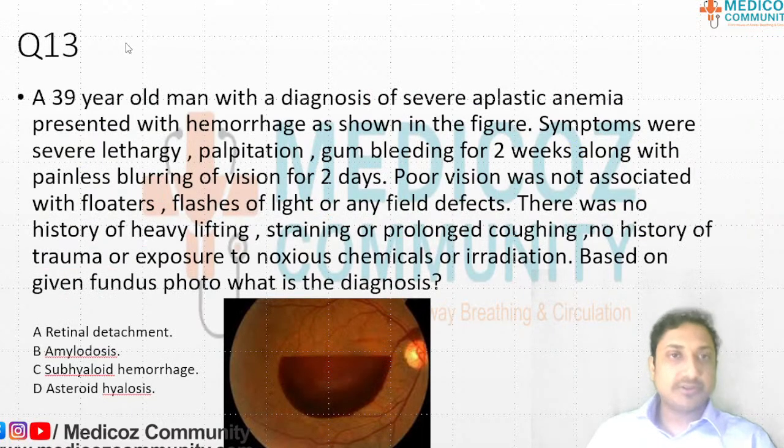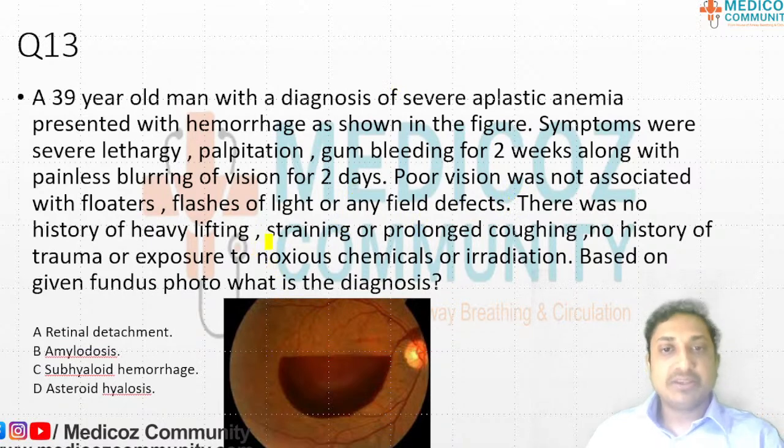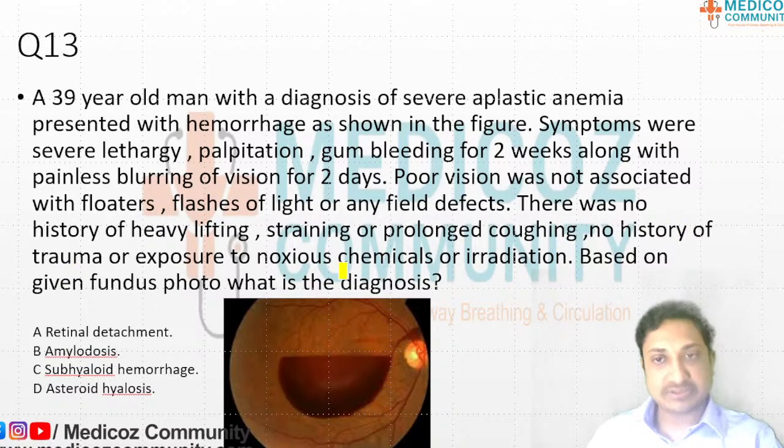Moving on to the 13th question of today. A 39-year-old man with a diagnosis of severe aplastic anemia presented with hemorrhage as shown in the figure. Symptoms were severe lethargy, palpitation, gum bleeding for 2 weeks, along with painless blurring of vision for 2 days. Poor vision was not associated with floaters, flashes of light, or any field defects. There was no history of heavy lifting, straining, or prolonged coughing. There is no history of trauma or exposure to noxious chemicals or irradiation. Given the fundus photo, what is the diagnosis?